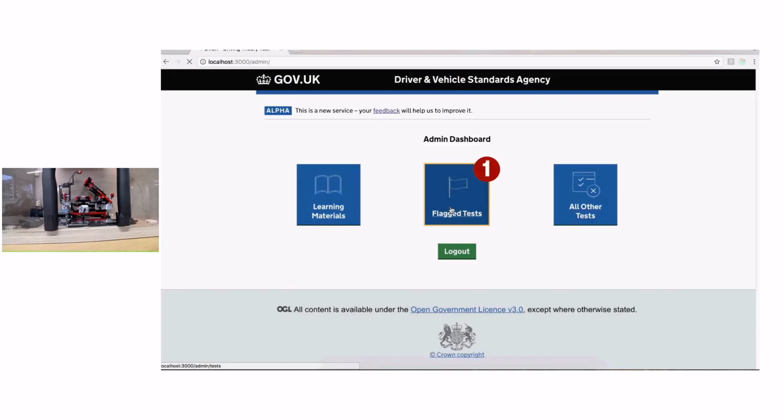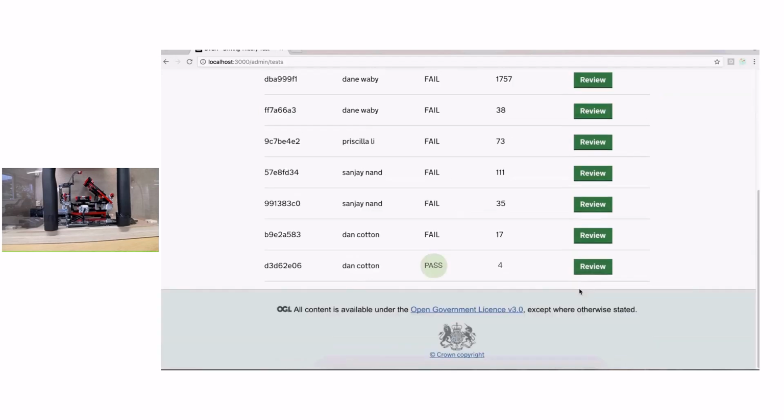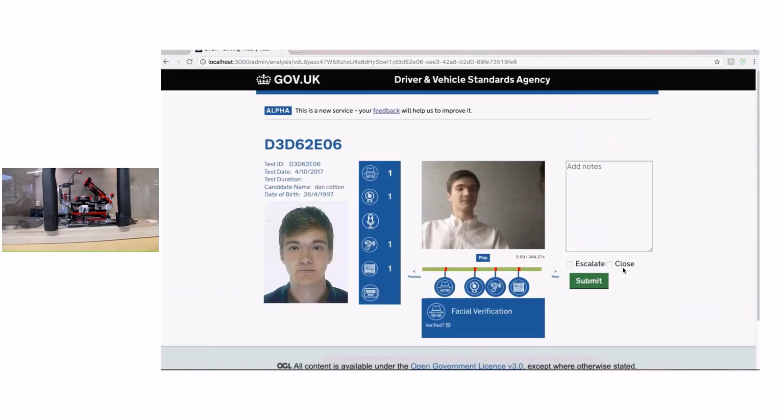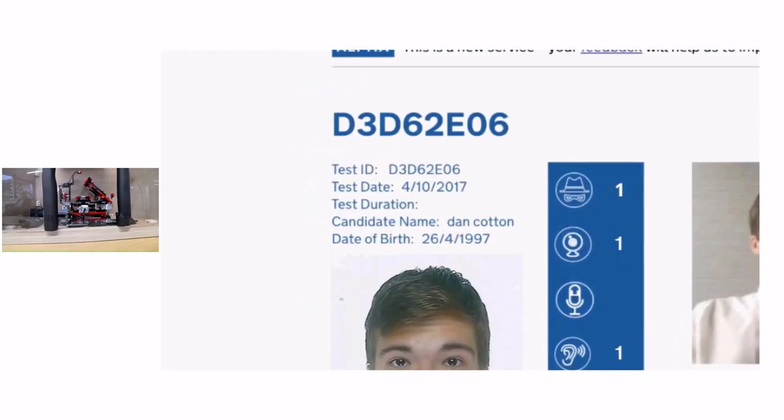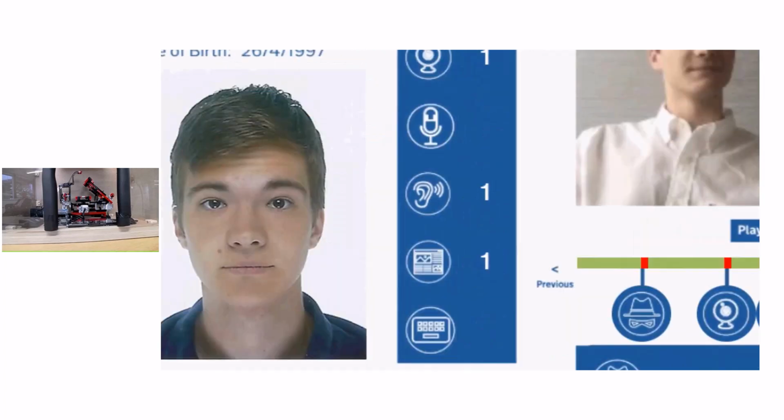Mike is a senior fraud investigator. He logs into his staff portal and sees that he has new flagged tests that require investigation. He can see Dan's test has been flagged, and whilst he passed the test, there are a number of fraudulent instances that need reviewing. Mike enters the test investigation screen. This insightful tool empowers Mike to make a decision on whether the flagged test was carried out fraudulently or not. Here, Mike can see Dan's details, his reference photo from the DVLA database, the fraudulent instances, and also the test recording.